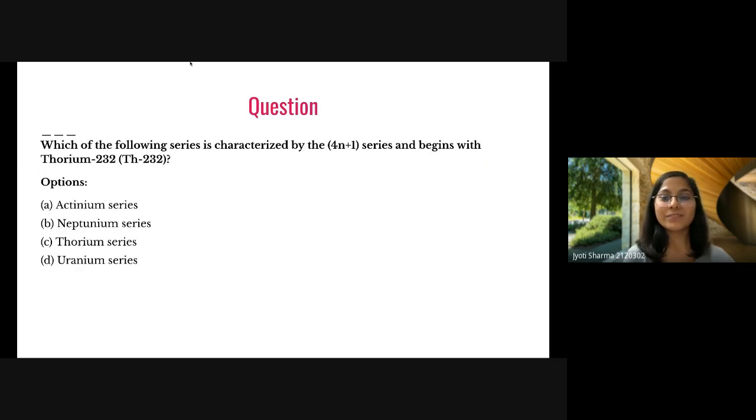Okay, the next question is very easy again. Which of the following series is characterized by 4n plus 1 and begins with thorium? I think from the question only you can estimate what the right MCQ answer will be.